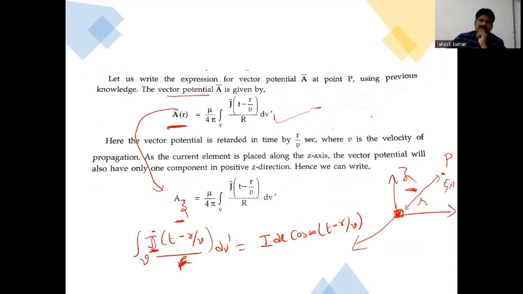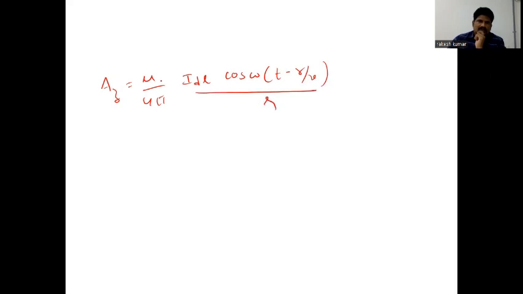What is the relation? J is simply I by A. If I integrate over the volume, it gives the current, so I dl cos omega t. Therefore, the final expression for Az is mu by 4 pi times I dl cos omega of t minus r by v, divided by r. This is the expression for Az. Now let us see here, this is a very, very important thing.